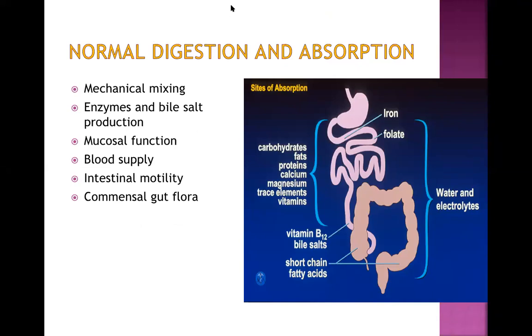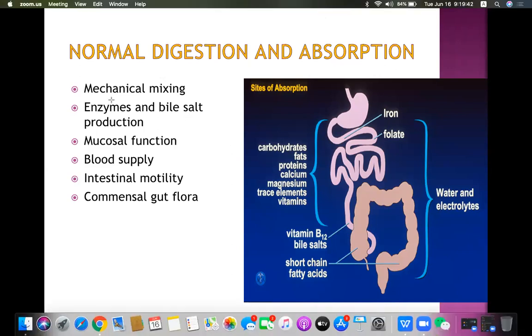Now let's talk about normal physiology here, how our food is getting digested and absorbed. Now we are talking about three main macromolecules here: carbohydrate, protein, and fat. These are the different ways of normal digestion and absorption. First is mechanical mixing of the food, which happens in the stomach. This is the main function of the stomach here.